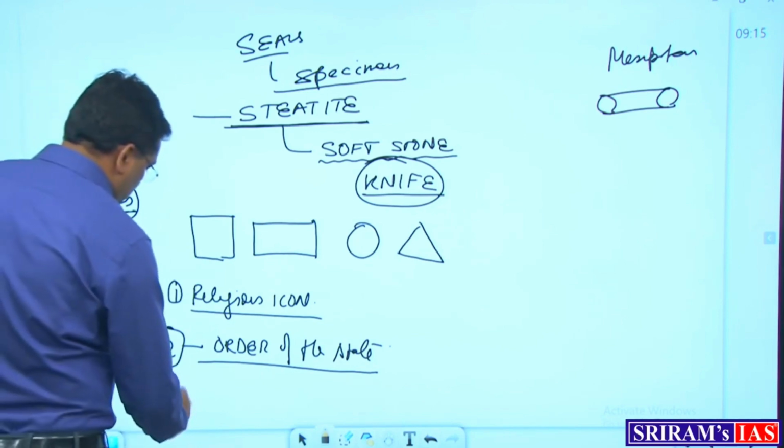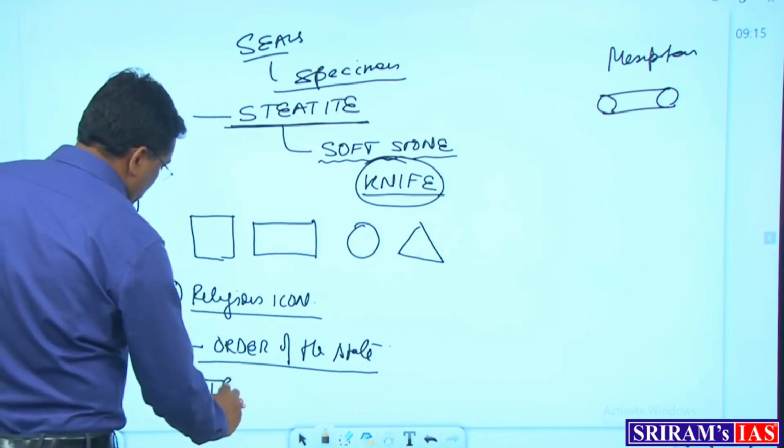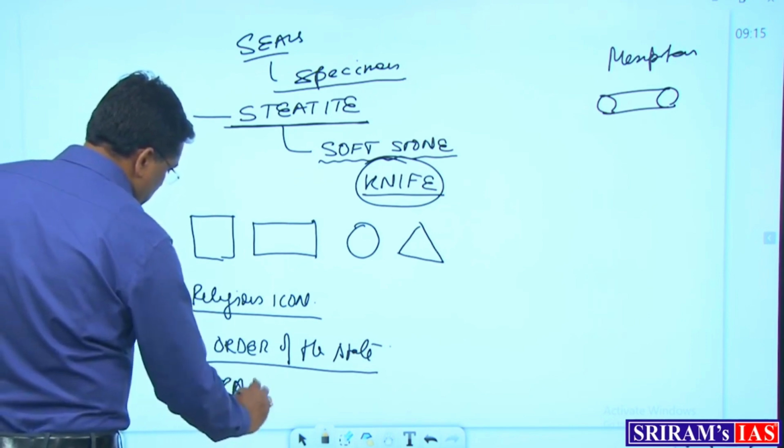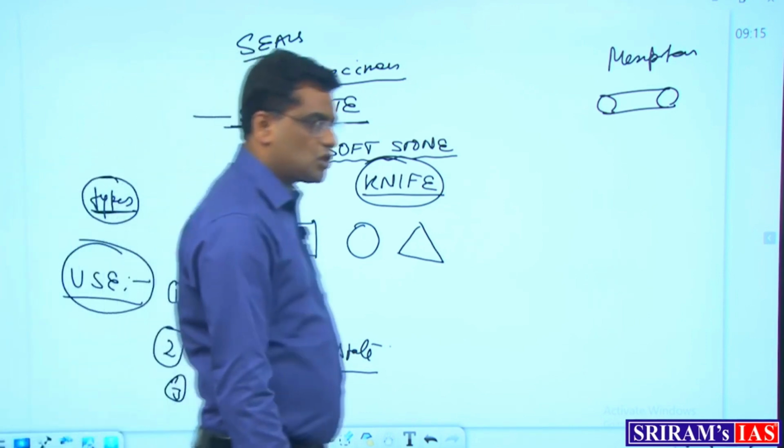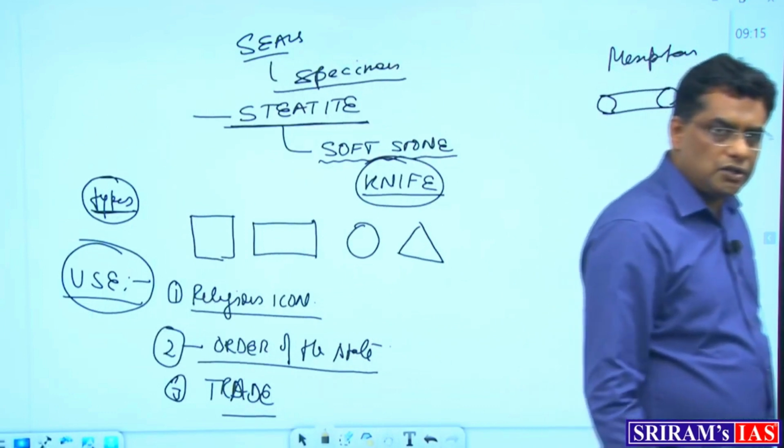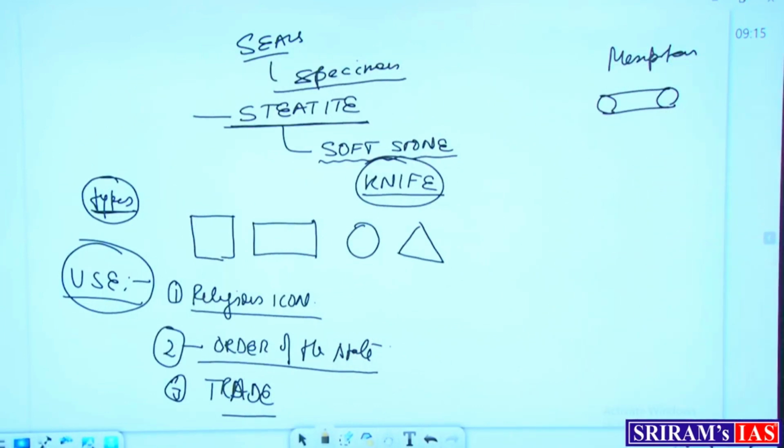And probably the third point is that it was used for trade and commerce. These are the possible uses of seals. Good.